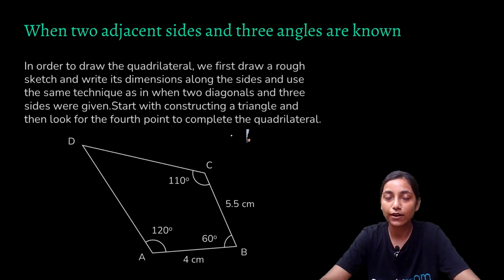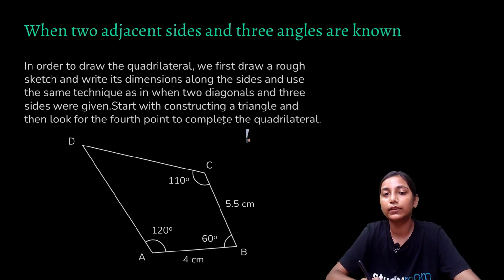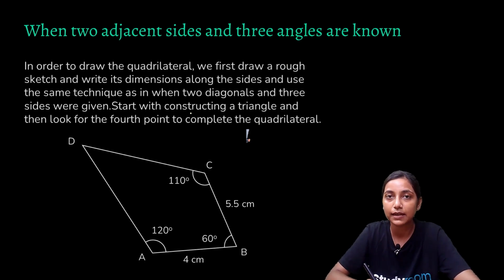In order to draw the quadrilateral, what do we do? We first draw a rough sketch and write its dimensions along the sides, and use the same technique as when two diagonals and three sides were given. Start with constructing a triangle and then look for the fourth point to complete the quadrilateral. So we are again using all the same steps: first making a rough sketch and writing the dimensions, then constructing the triangle, finding the fourth point of the quadrilateral and completing it.